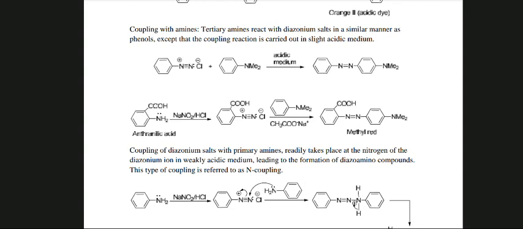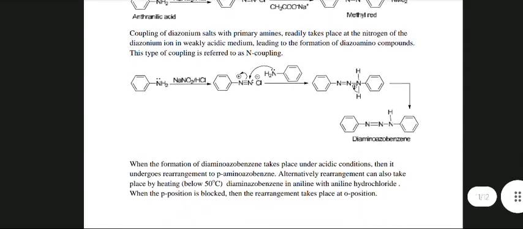Coupling of diazonium salts with primary amines readily takes place at the nitrogen of the diazonium ion in weakly acidic medium, leading to the formation of diazoamino compounds. This type of coupling is referred to as N coupling.